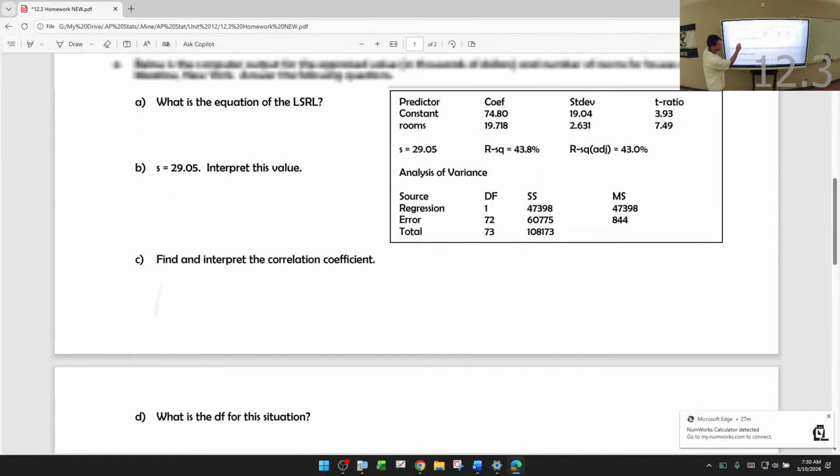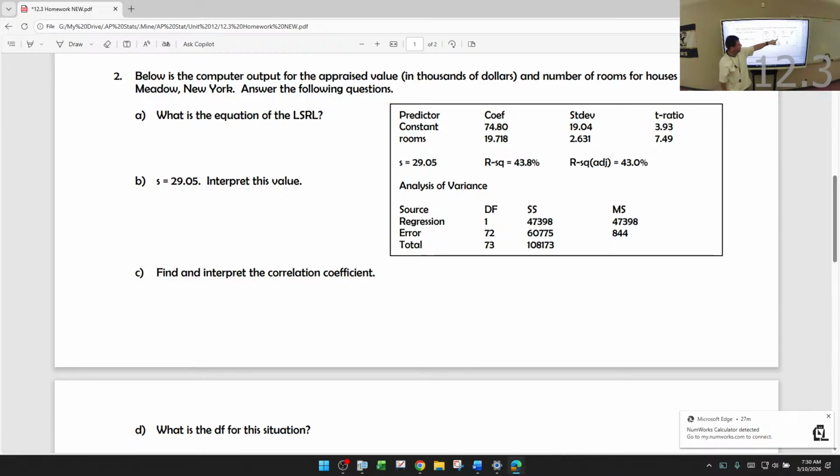However, let's look at that really quickly. Notice that this one gives you the coefficient, the slope. It does give you the standard error. It does give you the t-value. It does not give you the p-value. And so that could be an issue on the test.